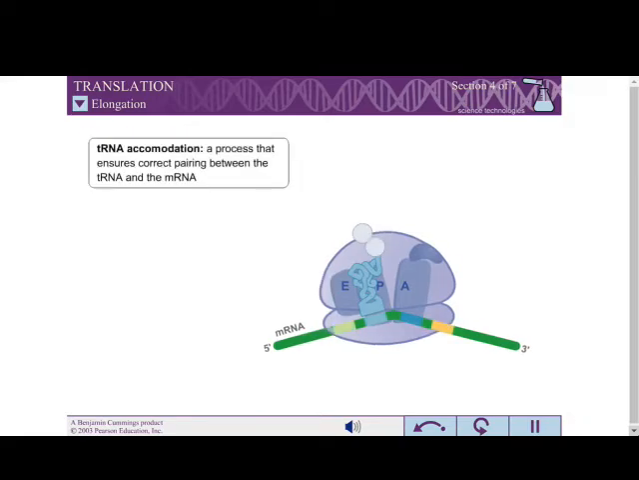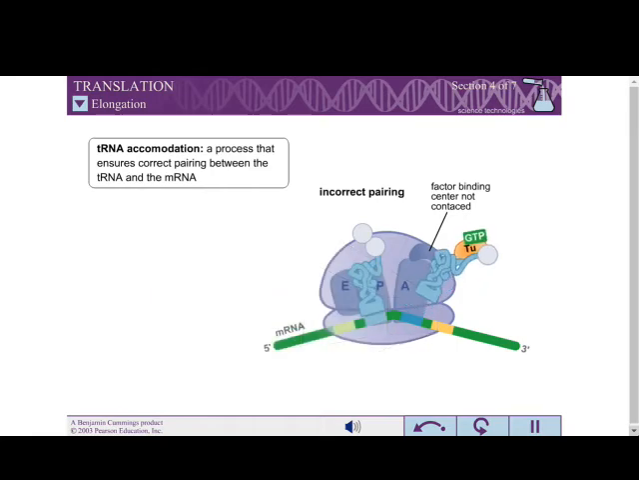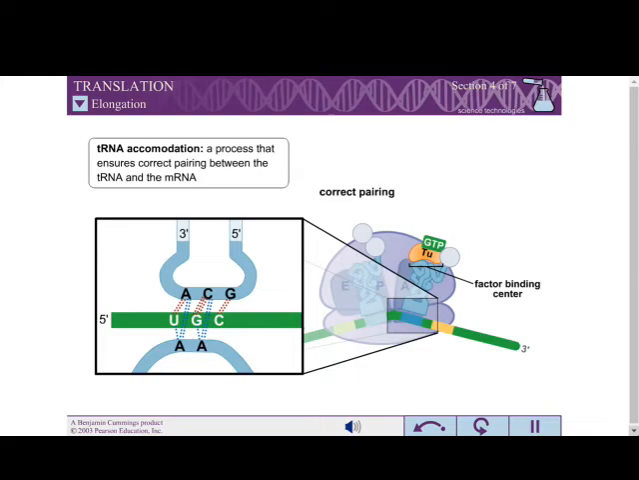When the triplet anticodon of the correct tRNA is base paired with the mRNA in the ribosome A site, the base pairing is strengthened by additional hydrogen bonding with the ribosome. Incorrectly bound tRNAs do not base pair as strongly with the ribosome and are released before they can be added to the growing polypeptide chain.